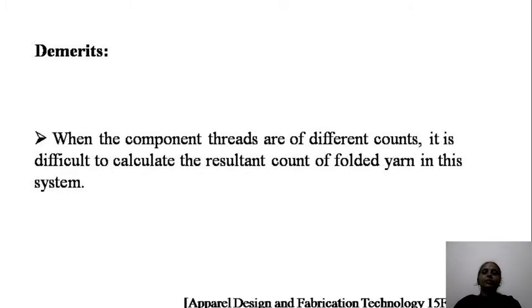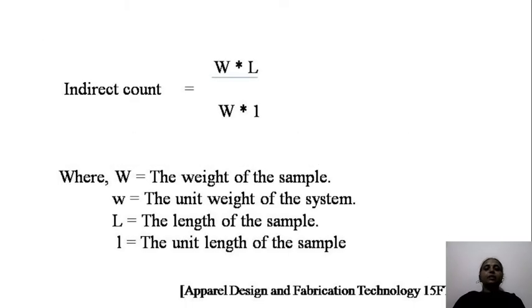When the component threads are of different counts, it is difficult to calculate the resultant count of folded yarn in this system. In the direct system you can calculate, but in the indirect system, threads of different counts are used, so it is difficult to calculate the count of folded yarn. These are the demerits.